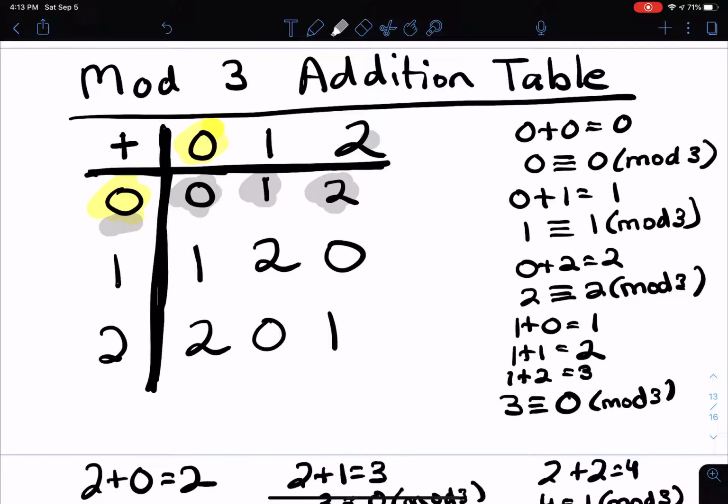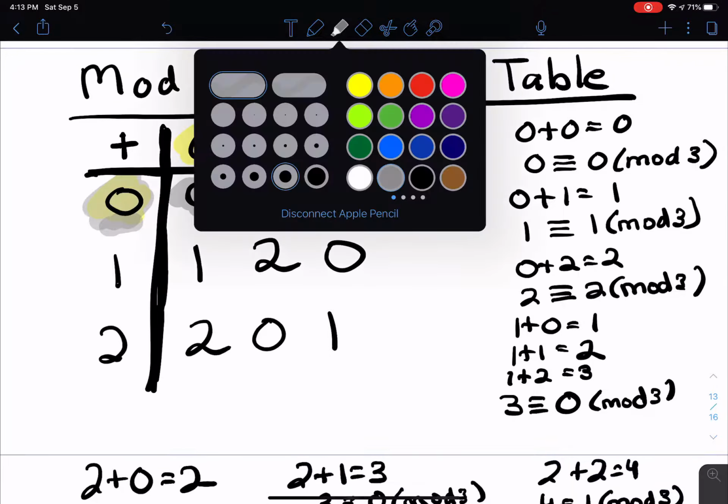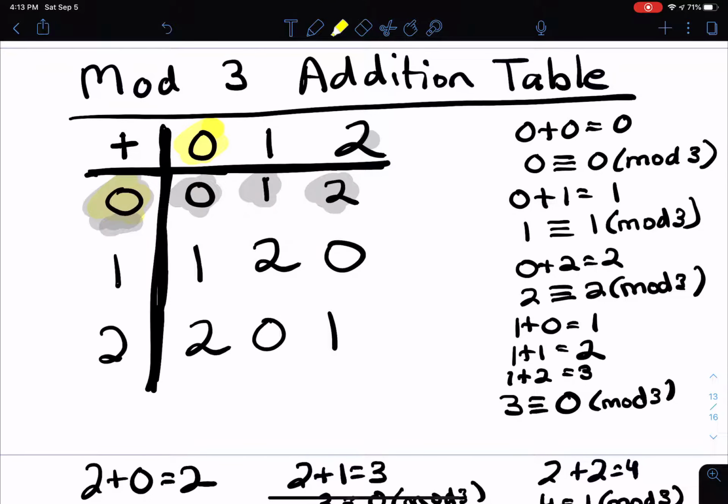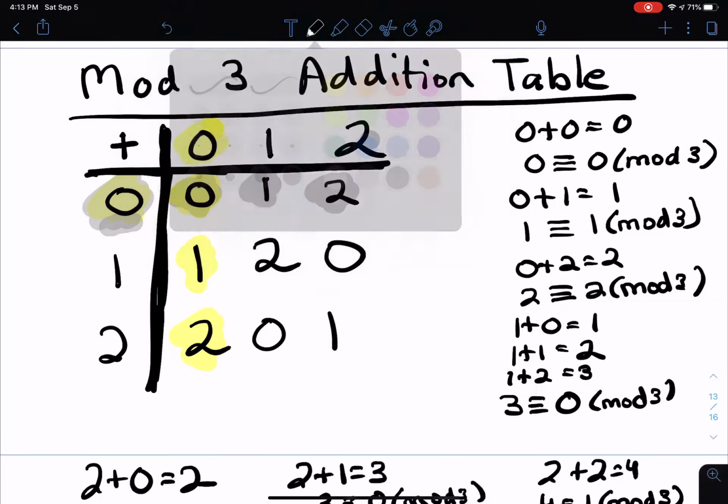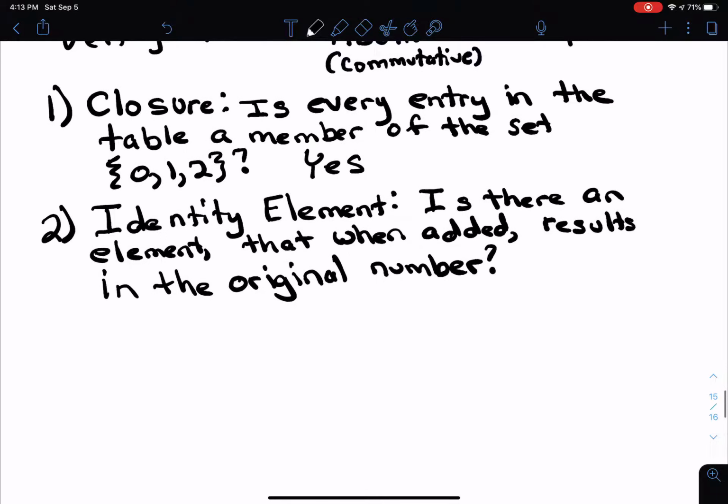But at the same time, if you're looking at the 0 up top, let's make that gray, and let's make that yellow, so that way you can see the matching. If you're adding the 0 up top, this 0 plus that 0 is 0. That 1 plus that 0 is 1. That 2 plus that 0 is 2. So either way, when you add 0 to a row or you add 0 on a column, you end up getting back the original numbers. So in this case, yes, there is an identity element. It is 0.